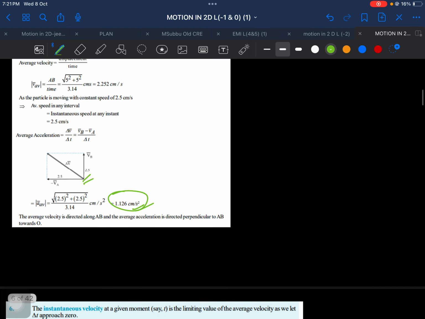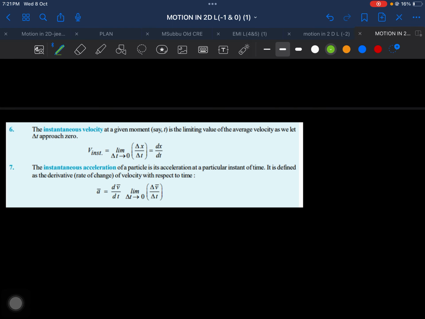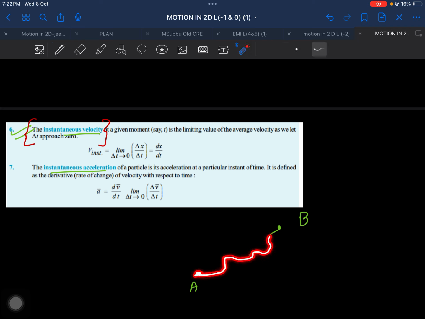So that's all. Now let's proceed to our next concept, which is the concept of instantaneous velocity and instantaneous acceleration. In this lecture we'll go with the concept of instantaneous velocity. So students, let me give you an example. Suppose a particle started from this point A and reached this point B. The particle has moved like this. When the particle started from here and after covering this path, it reached point B.